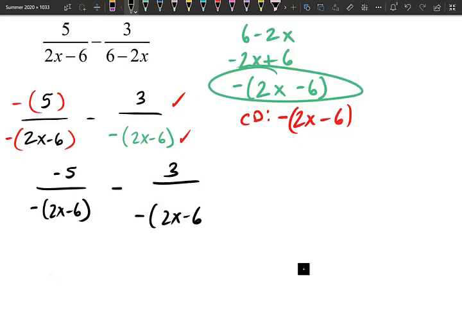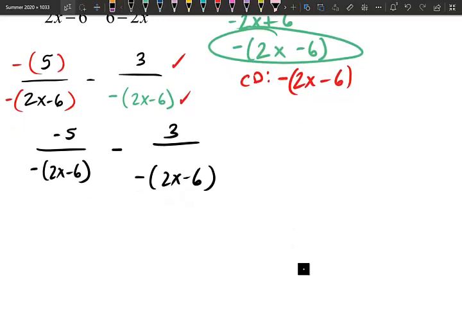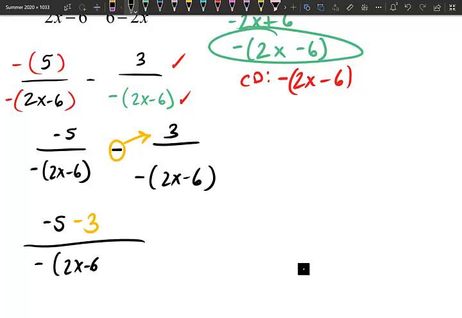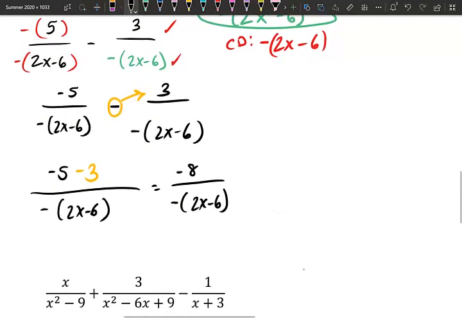Now that they have the same denominators, we can go ahead and simplify the tops. So we have negative 5 minus 3 over negative times 2x minus 6. We keep simplifying, so on top we have negative 5 and negative 3 is negative 8 over negative times 2x minus 6. We know negative and negative, those create positive.